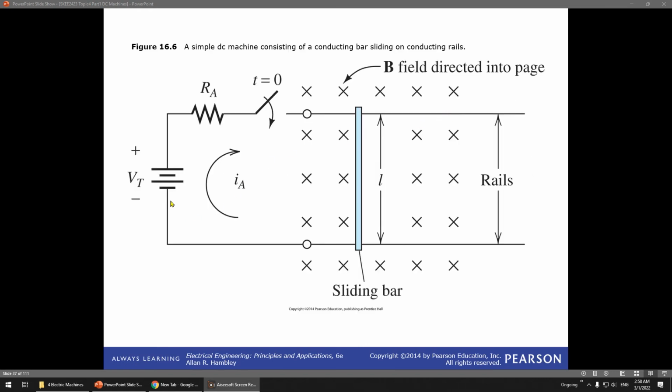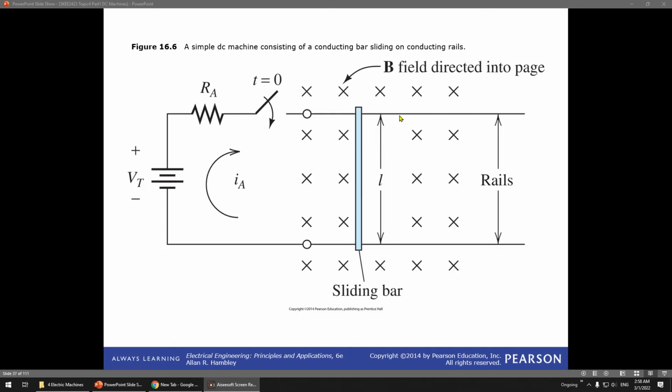So you can see here, this is the VT. You have RA to control the current. And then you have a magnetic field. X means that it goes into the paper. And this is the sliding bar. It can move without any friction. If you connect the switch, this bar is a conductor, so it will complete the circuit and the current will flow something like this.